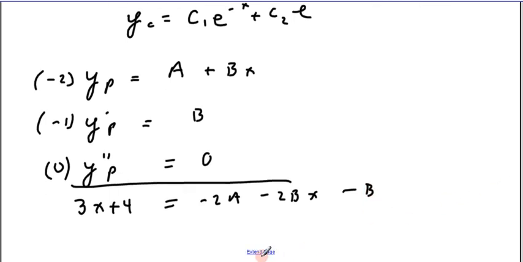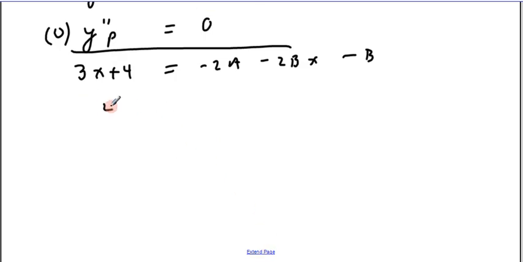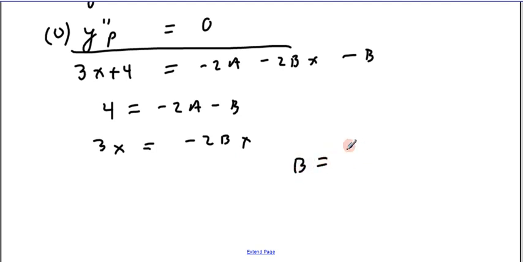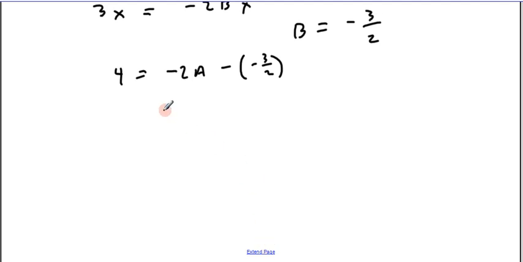Okay, so that's what I've got. I look at the unit term and I see that 4 has to equal minus 2a minus b. And I see that 3x has to equal minus 2bx. So from that, I will conjure up that b is going to be minus 3 over 2. And if b is minus 3 over 2, 4 is equal to minus 2a minus minus 3 over 2, then I'm going to say that a is equal to minus 5 over 4.